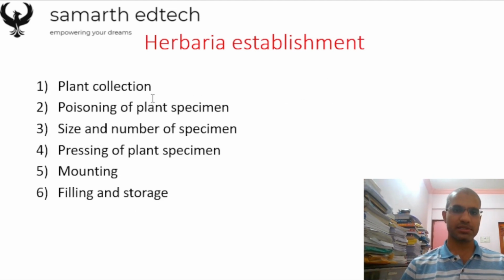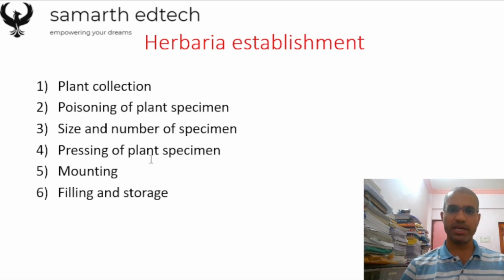See, there are different steps in how herbaria are established, or how we can establish a herbarium in a given region. The first one is that you should collect a plant, then poisoning of the plant specimen so that the plant should die, and then we can separate the roots as well as leaves, fruits and different parts of the plant. Then the size and the number of specimens. Around 6 to 7 specimens are generally collected so that the entire information about the given plant can be stored.